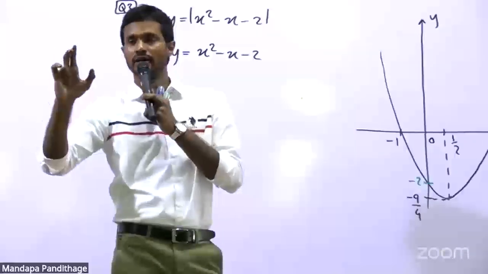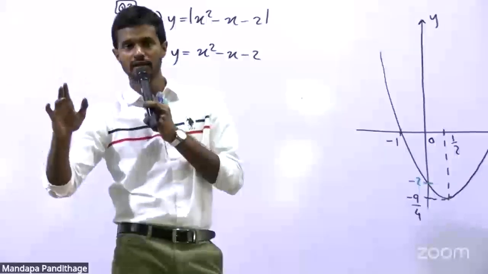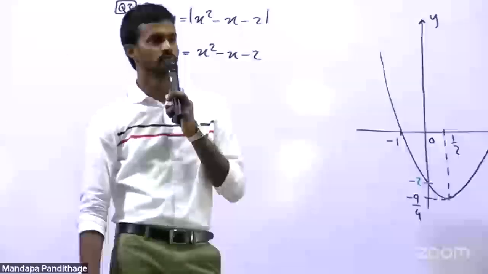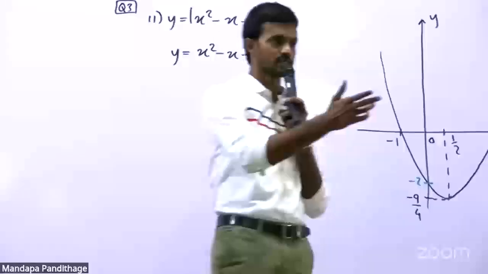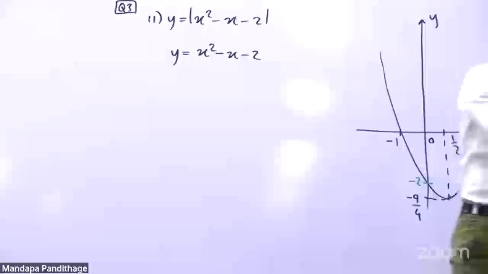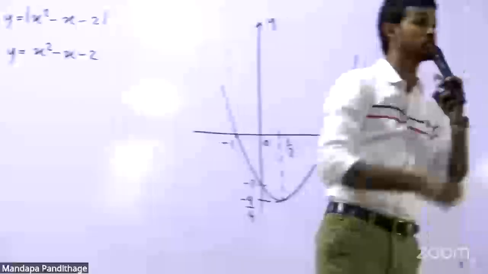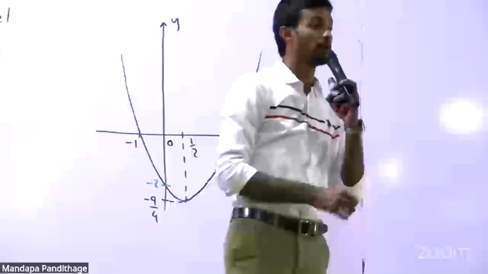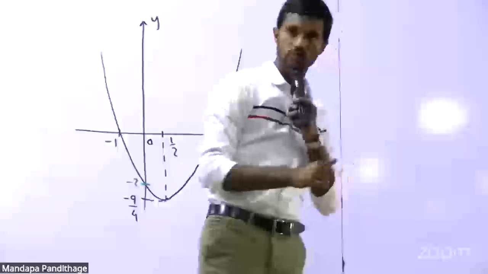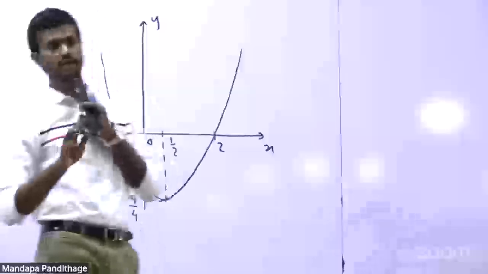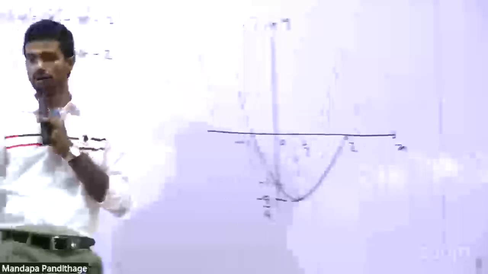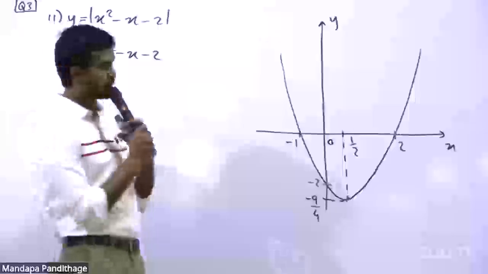How can we convert a minus 2 into plus 2? We discussed this: how did the modulus convert the minus 2 into a plus 2? By multiplying by minus 1, because when you multiply a negative value by minus 1, you end up with a positive. Okay, now look at this. This is the graph of y equals x squared minus x minus 2.